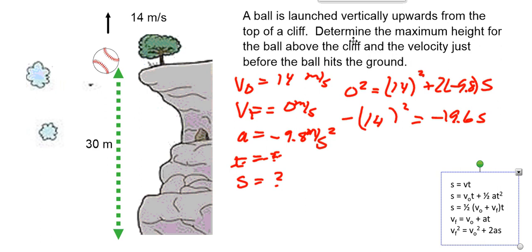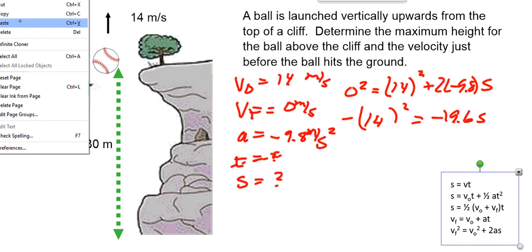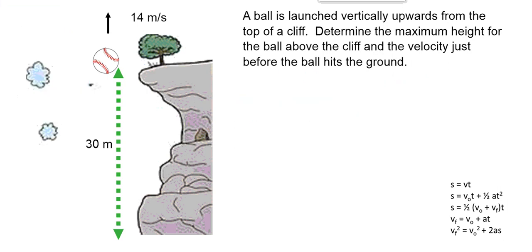Part 2, determine the velocity just before the ball hits the ground. Okay, so we're going to need a new chart, and let me clear out this one here. So I'll go edit. Okay, let's clear the ink from the page here. Okay, so let's get started on this one here. Okay, so v initial is equal to 14 meters per second. V final is what we're trying to find out. And that'll be our question mark there.